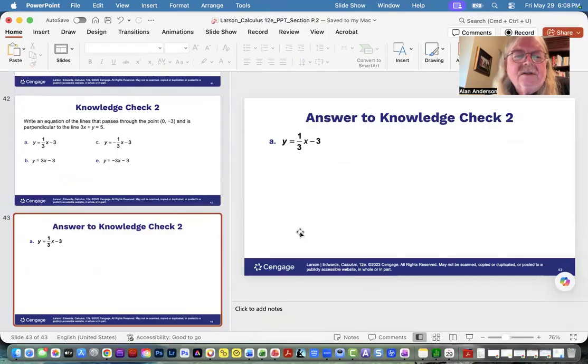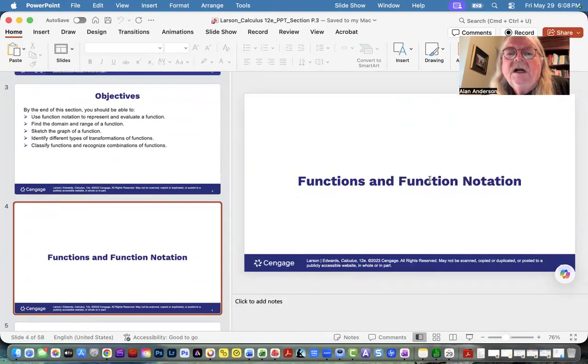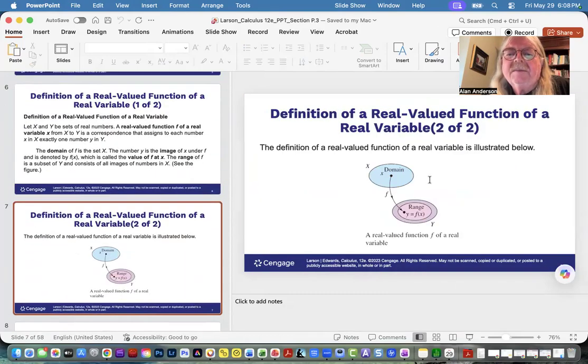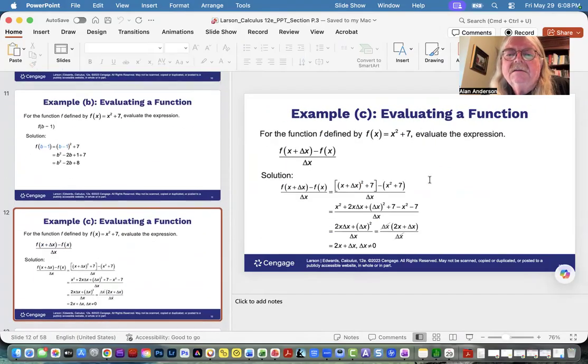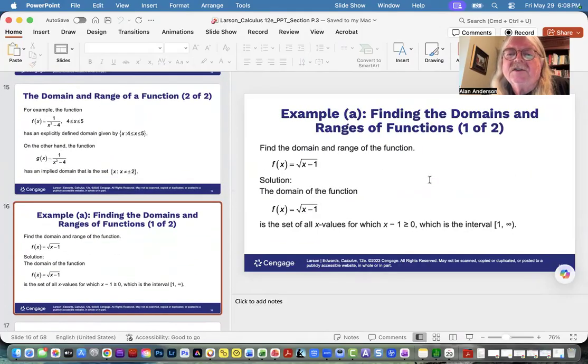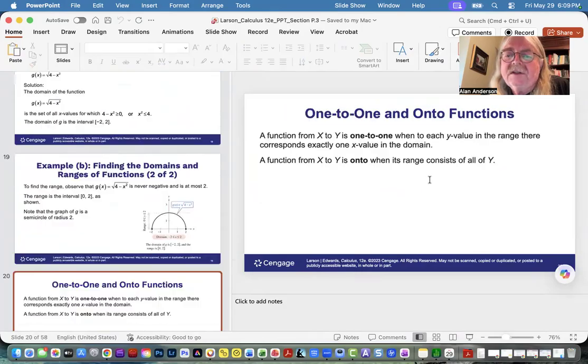What else do they want us to do? Okay, well, that was section 2. What's coming up in section 3? P3, that is. Okay, so now they're going to get back to, oh, so there's that notation I was using with you earlier. They're going to give us more complicated functions. We're going to reintroduce the concept of domain and range.